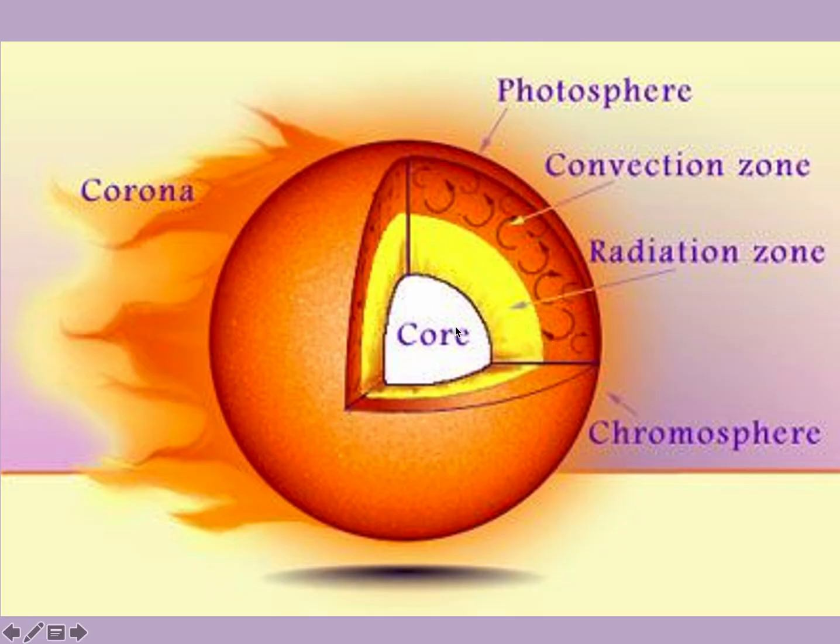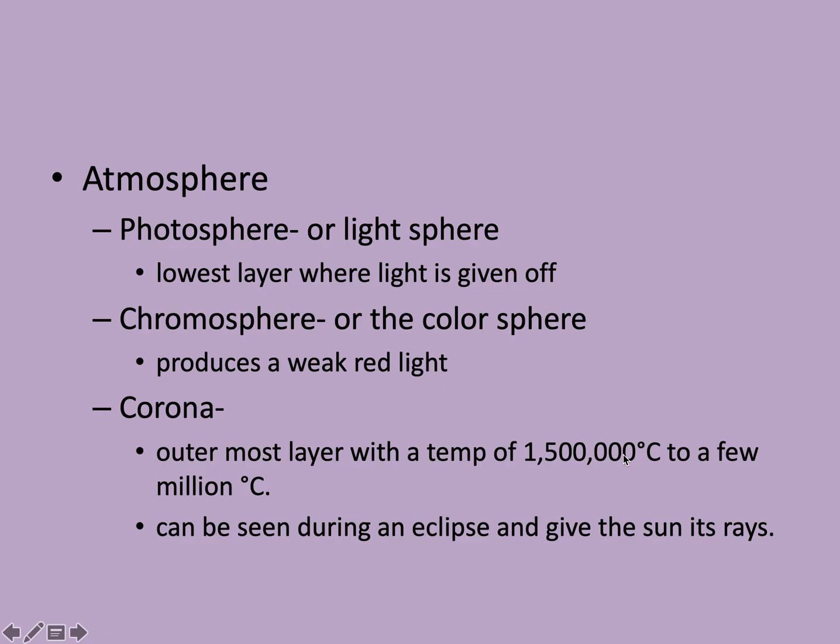So the core is the very center. Here's your radiative zone. So again, the photons kind of bounce around randomly. If they make it to the convective zone, then you'll see we have these convection cells. So those are the first three inner layers.